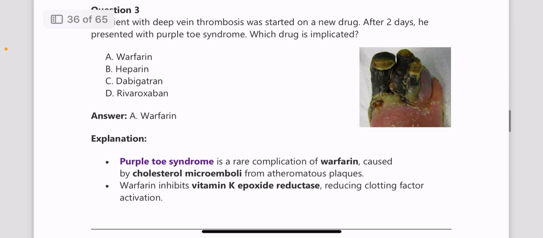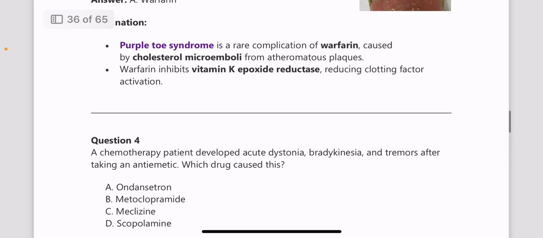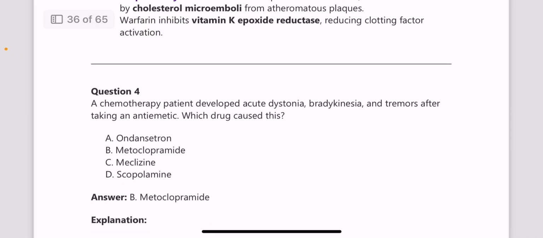It is associated with warfarin. And it is a rare complication, but it is very important from the exam point of view. It is caused by cholesterol microemboli from atheromatous plaques. And warfarin inhibits the vitamin K epoxide reductase, reducing the clotting factor activations, which are vitamin K dependent.